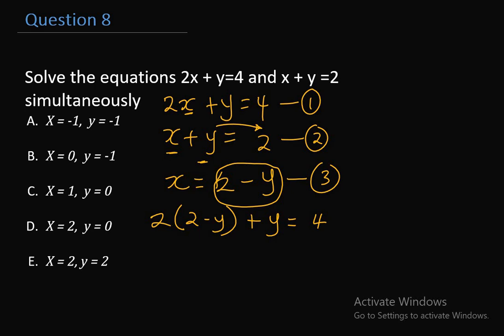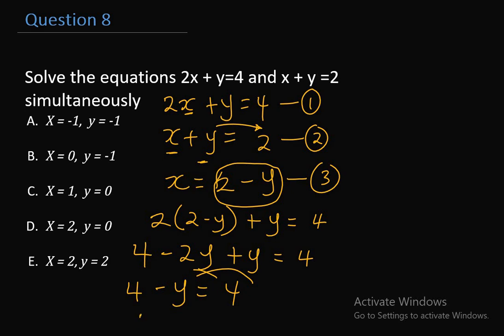I'm sure this is clear. So break the bracket: 2 times 2 is 4, 2 times minus y is minus 2y, plus y equal to 4. So 4 minus 2y plus y will give me minus y equal to 4. Collect like terms, move minus y here, bring 4 here.